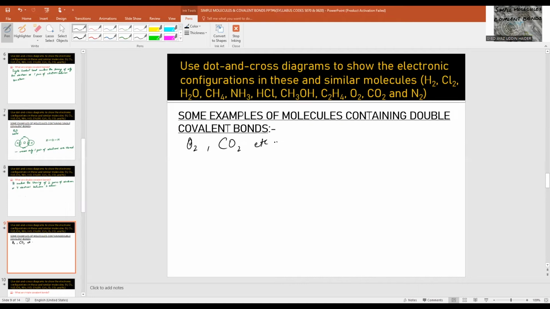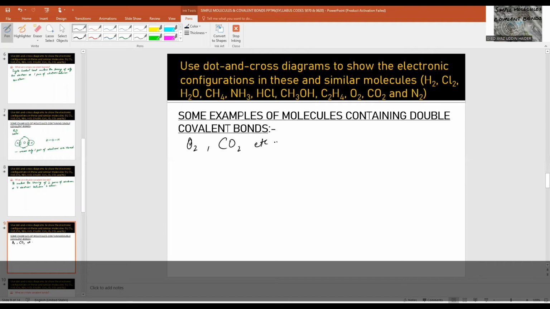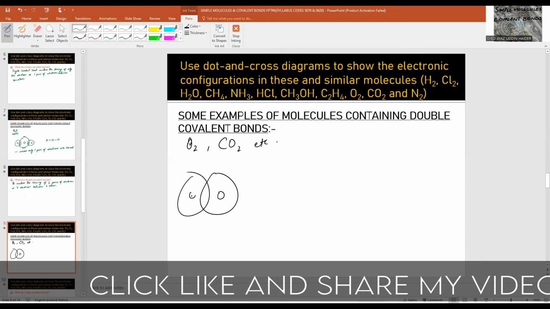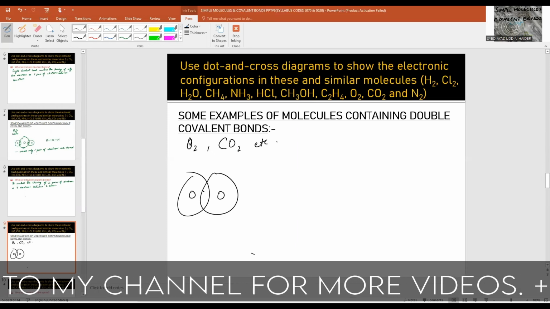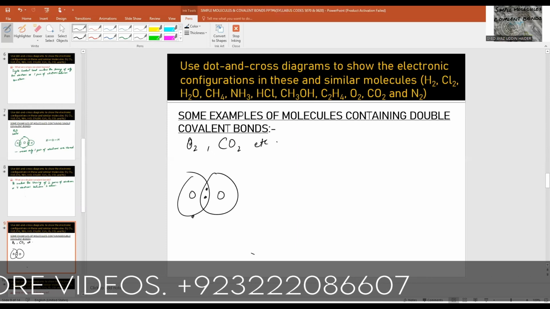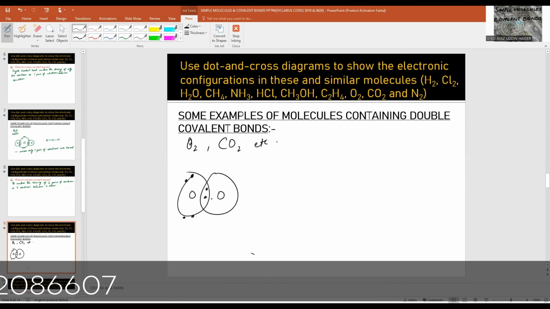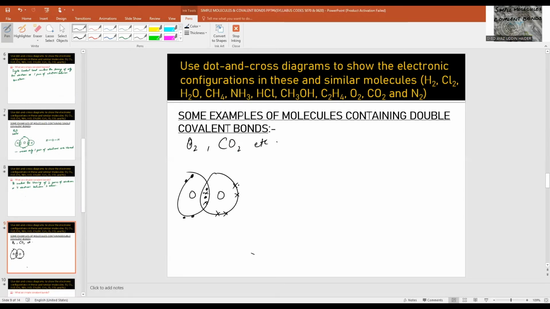Now I'm showing you the dot and cross diagram as well as the displayed formula so that you have a better idea about double covalent bonding in O2 and CO2. For O2, it will be like this. Each oxygen atom needs 2 electrons to complete its valence shell. First of all, I will show the valence electrons for this one: 1, 2, 3, 4, 5, 6. For this oxygen, 1, 2, 3, 4, 5, 6. You see 2 pairs of electrons are shared. So the displayed formula for the oxygen molecule will be like this: O double bond O.